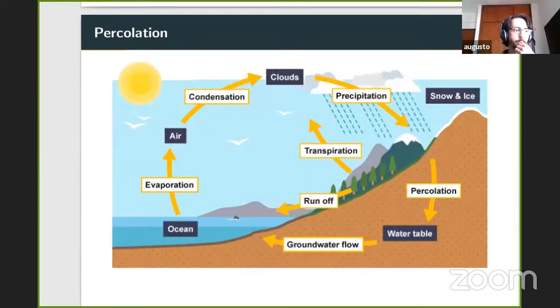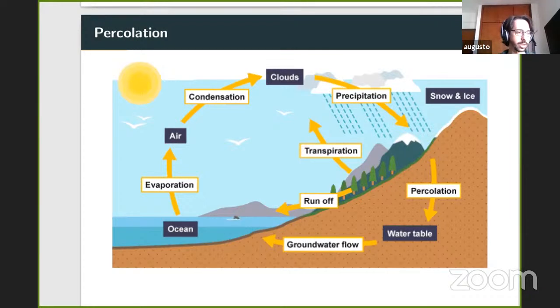So what is percolation? I remember I studied some pictures similar to this when I was a student in high school. It's the cycle of water. It evaporates, condensates, turns into clouds, rains, goes through the soil, reaches the waterbed, and goes back to the ocean. And I remember they didn't use the word percolation in that, but it's really what the penetration of the water inside the soil is.